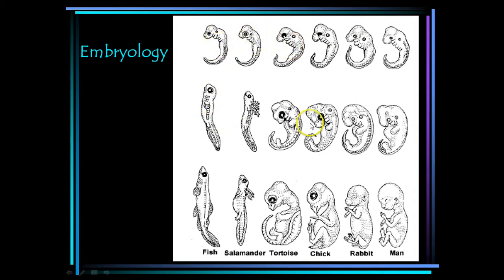If you go to the next row, you can see the embryos start to develop slightly differently, especially this one compared to this one. But at the end, as the embryo continues to develop, even though they started off very similar, they're now very different. We have a fish, a salamander, a tortoise, a chick, a rabbit, and man.